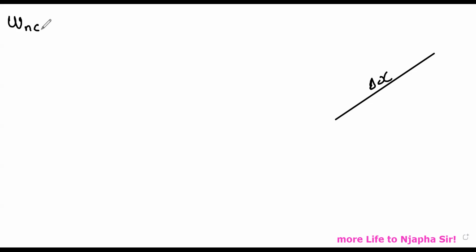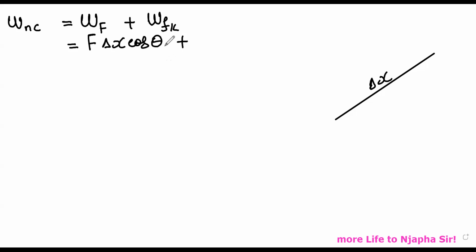Now, the first thing that he did here was to say, okay, fine. If we consider the work done by the non-conservative forces, we understand that there's actually two of them, the applied force as well as the frictional force. So he decided to separate these two works and say it's the work done by the applied force plus the work done by the frictional force. Then he came and said, but what is the work done by the applied force? How do we calculate it? Well, it's by saying the applied force itself times the displacement times the cosine of theta.